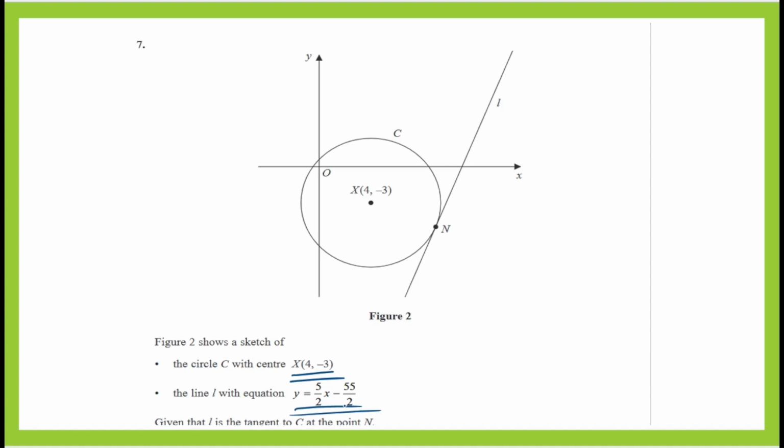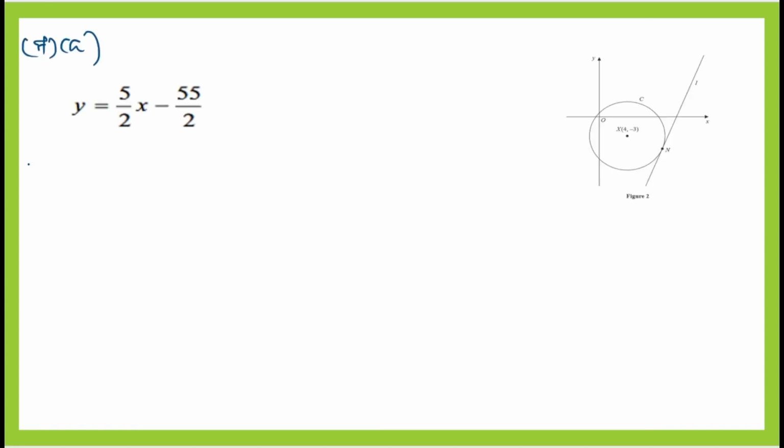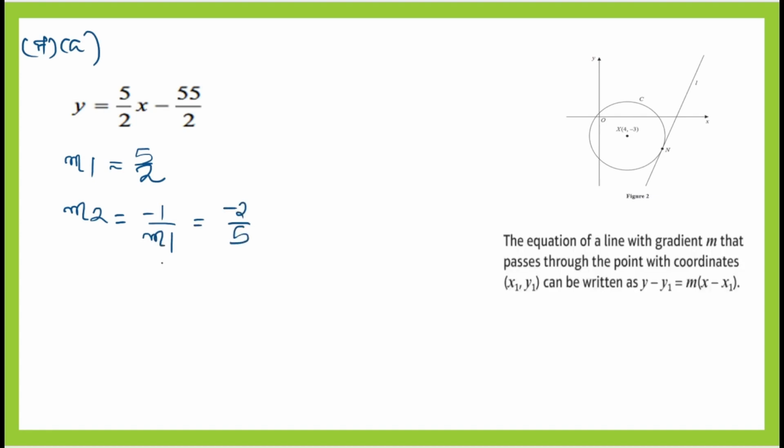And we need to calculate the equation of xn. Actually, xn is perpendicular to the tangent L. The gradient of tangent m1 equals 5 by 2. Hence, the gradient of perpendicular xn is negative reciprocal of 5 by 2. That is minus 2 by 5. The line xn passes through the point 4 minus 3.